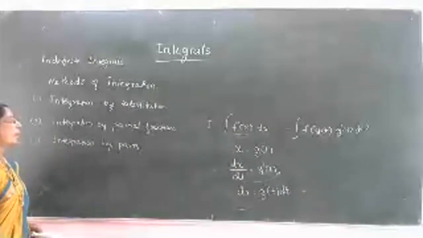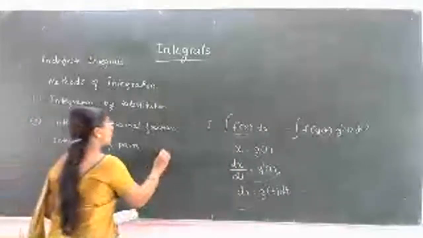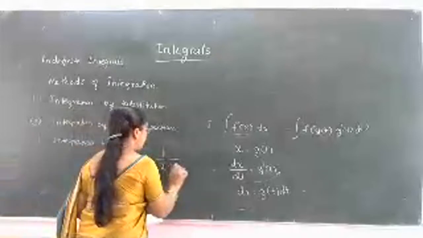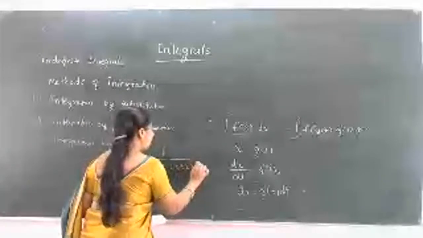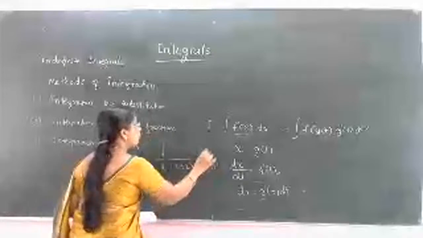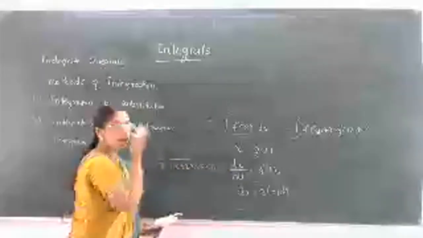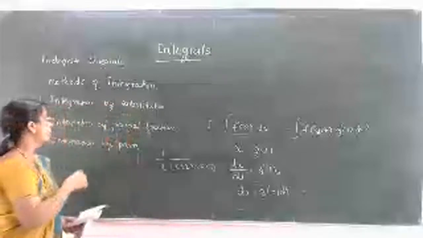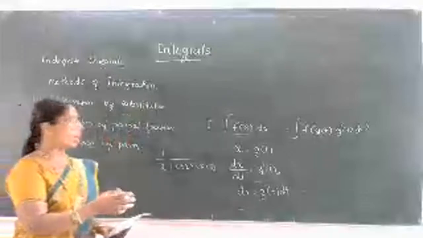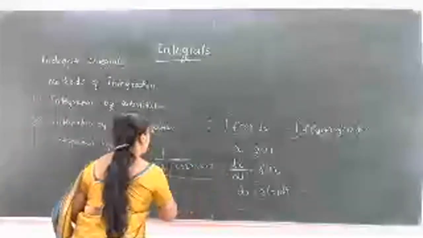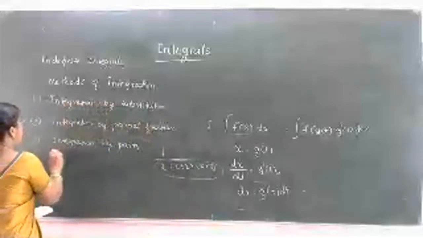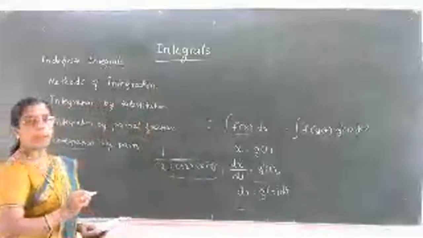Next is integration by partial fractions. Some functions have denominators like x square, or x into x plus 2, x plus 3, etc. Then we convert it into a sum of other fractions. This is called partial fractions, a sum of fractions. Then we integrate, converting this complicated denominator into simple ones.